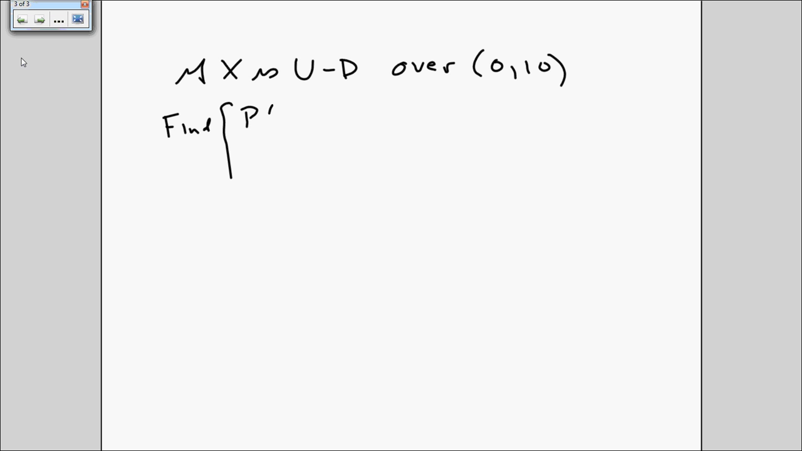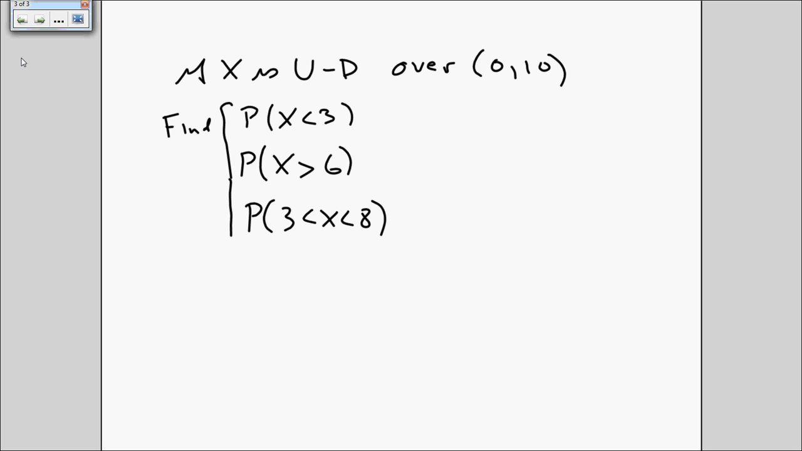Find P of x is less than 3. The probability that x is bigger than 6. The probability that x is between 3 and 8. Basically, we're finding areas of rectangles. If I were to draw this between 0 and 10, that's 10. So the height must be the reciprocal, 1 over 10, because this rectangular area must add up to 1.